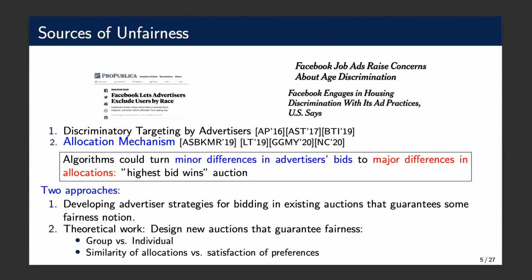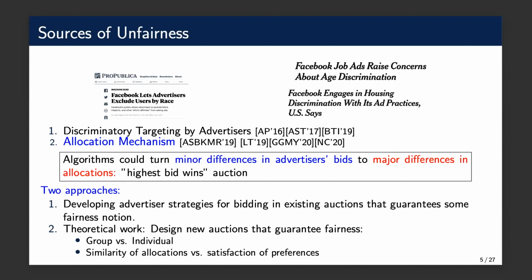So regarding this, there are two approaches to take. The first is to accept the underlying current auctions and figure out strategies for advertisers in the way that they bid, so we guarantee a good fairness notion. The other approach, which is what we're taking, is to design new auctions that guarantee fairness.